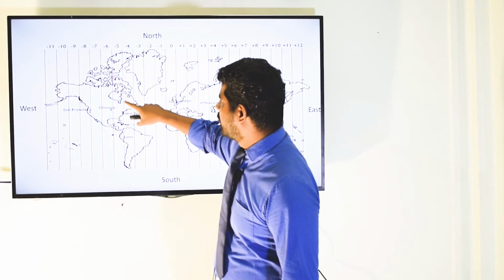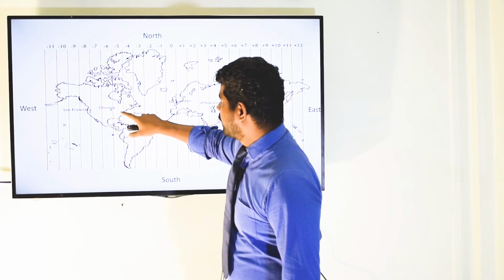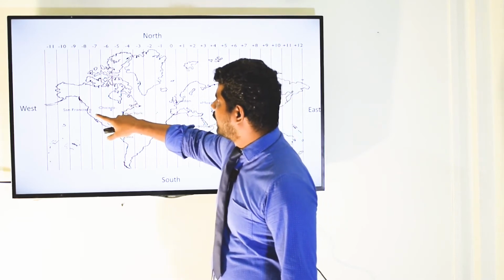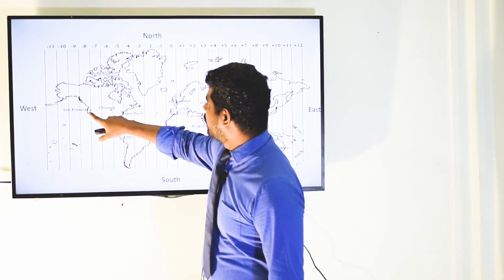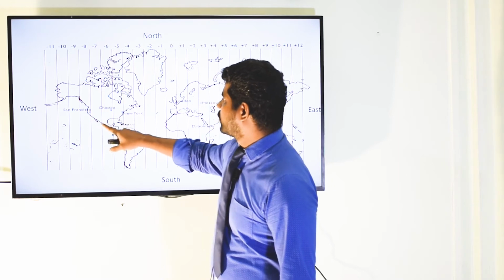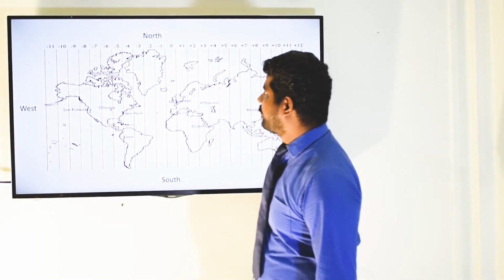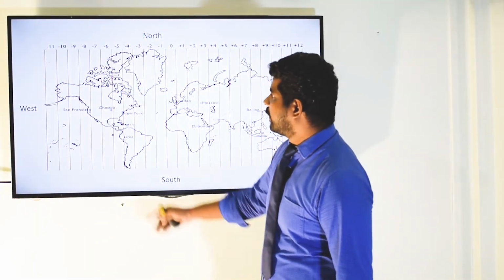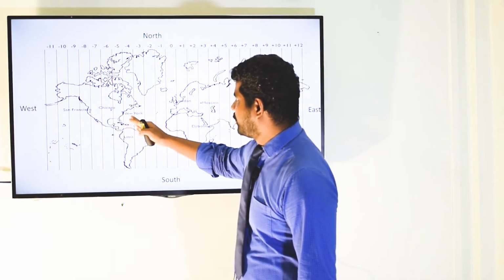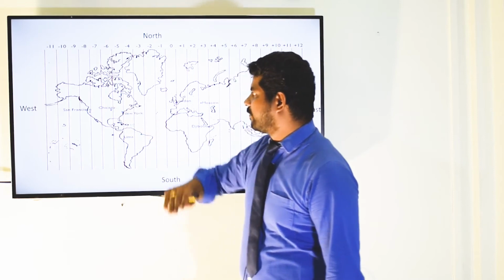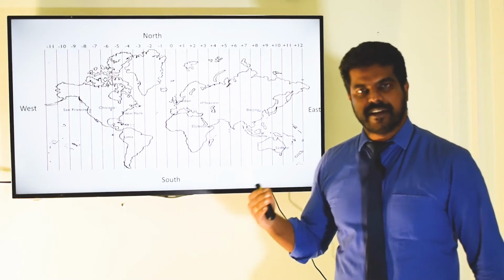For example, New York is 1, 2, 3, 4, 5, right? So New York is 5, and that means the standard time of San Francisco is 8, right? So that is minus 8 and this is minus 5, right? So that means Chicago is advanced, then San Francisco, and if you take Chicago and New York, New York is advanced and Chicago is behind.